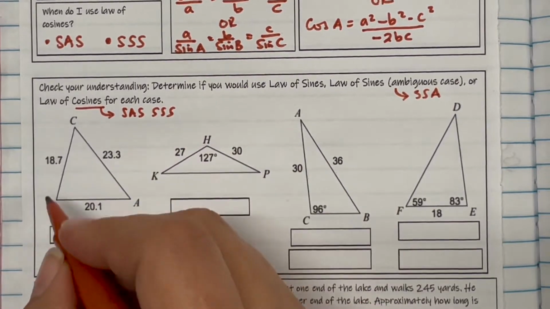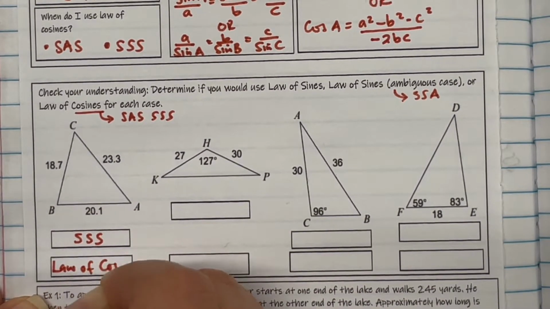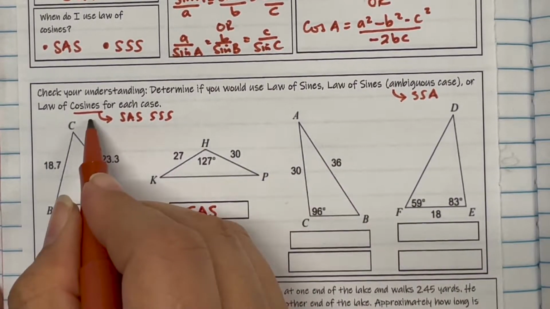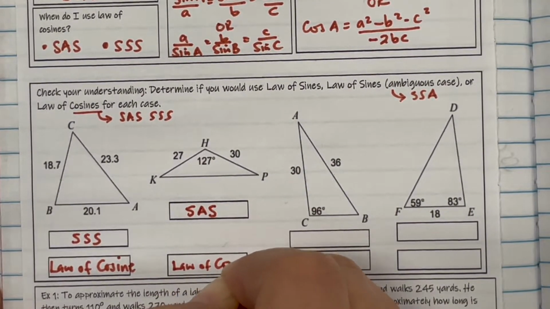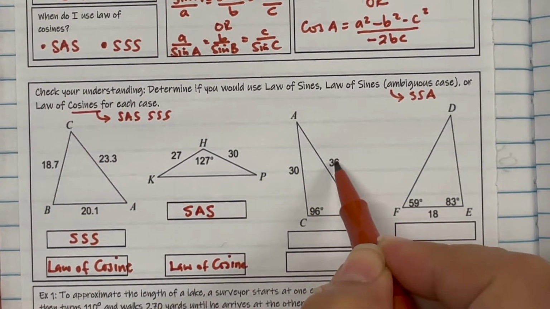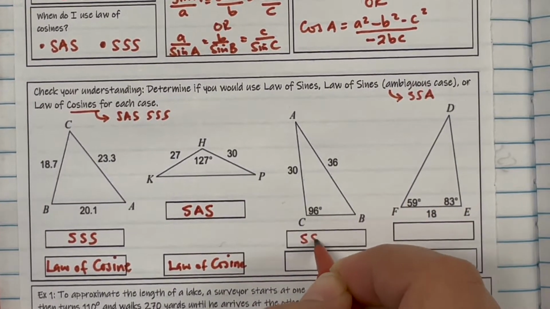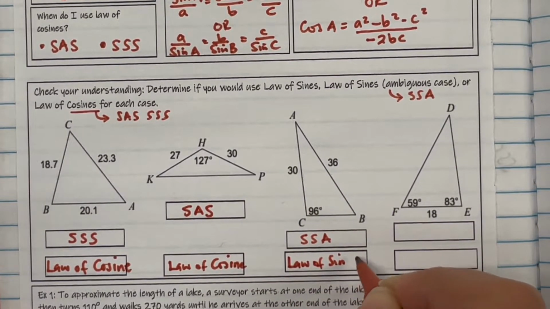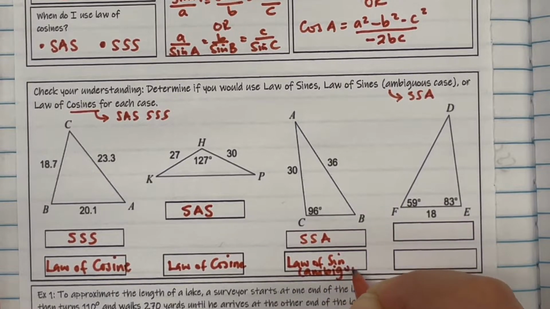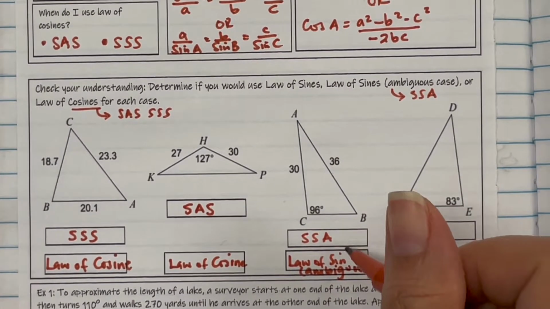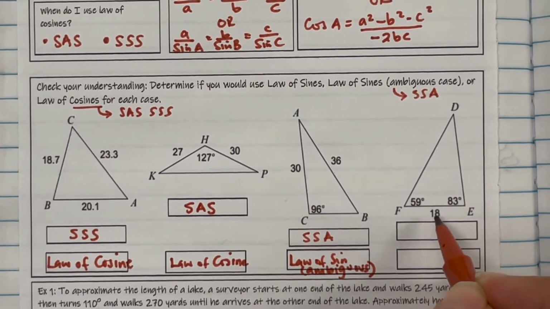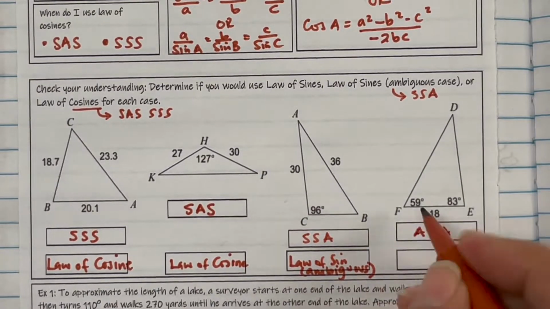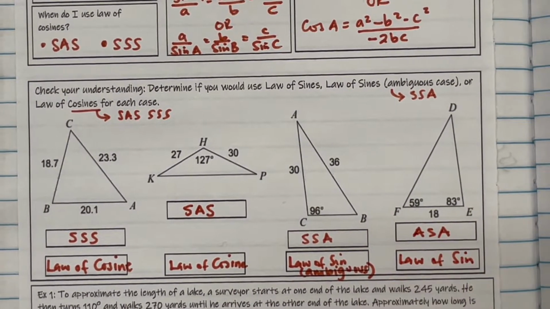So what do I have here? Side, side, side, which is law of cosine. What do I have on this next triangle? Side, angle, side, which is law of cosine again. So those are the two options for law of cosine. I then have angle, side, side, or I can read it backwards, side, side, angle. Same thing. It's going to be the ambiguous case. So law of sine, but ambiguous, unless they tell you it's already a triangle. And the last one is angle, side, angle, which, if it's not SAS or SSS, everything is the law of sine. So that's how you determine it.